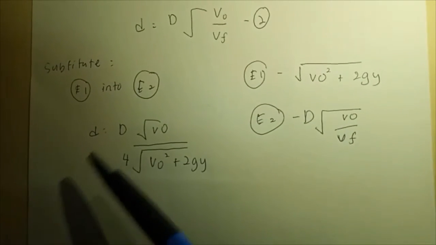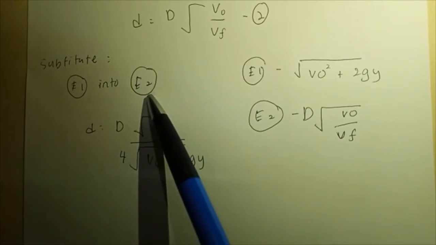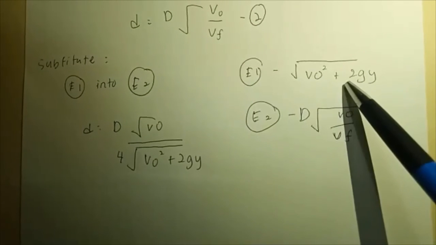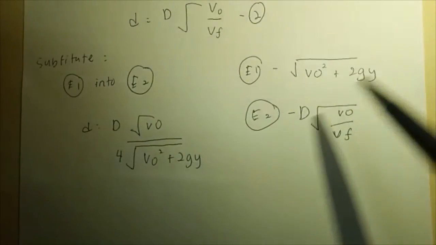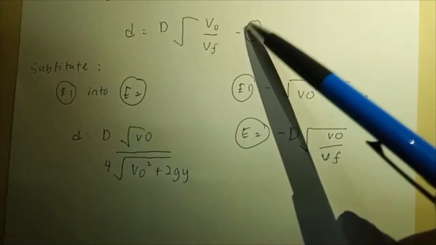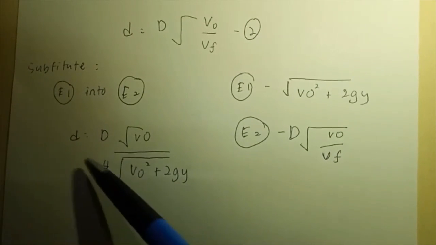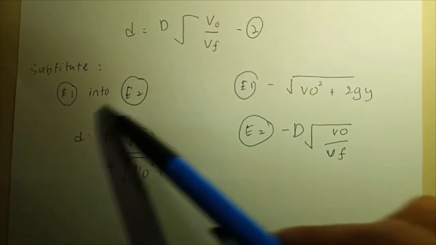For the next step, we substitute equation 1 into equation 2. This is equation 1 from earlier and this is equation 2 from above. So we substitute it and we got this final equation.